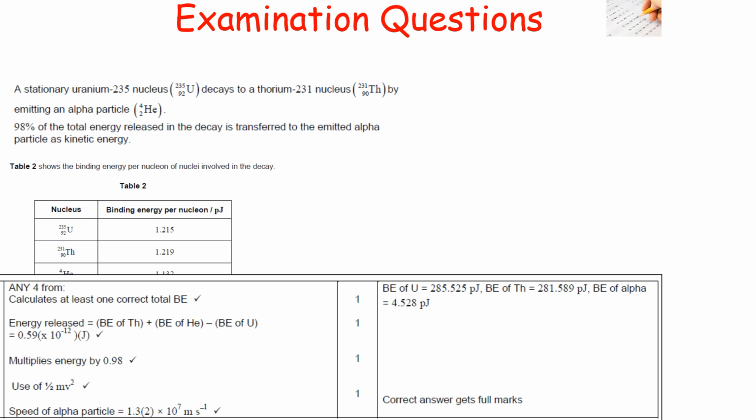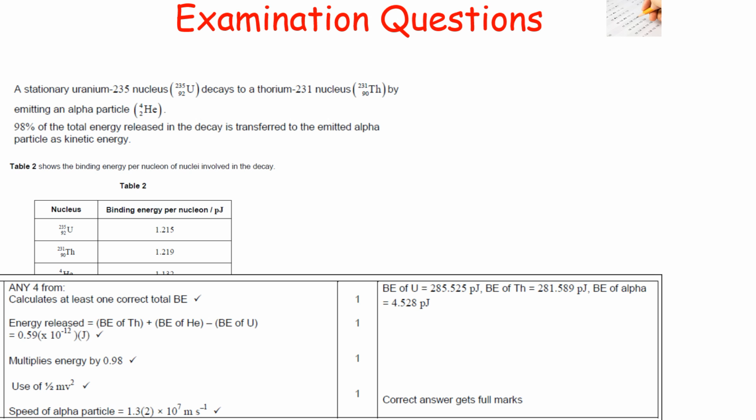Now, it's important to note that when you're doing this, the table gives you the binding energy per nucleon. So you've got to multiply all those values in the table by the nucleon number of the particular element. So 235 for uranium, 231 for thorium, and 4 for helium.